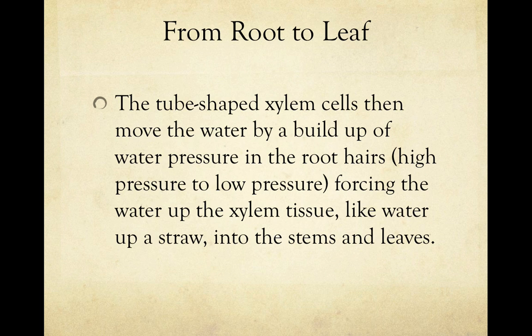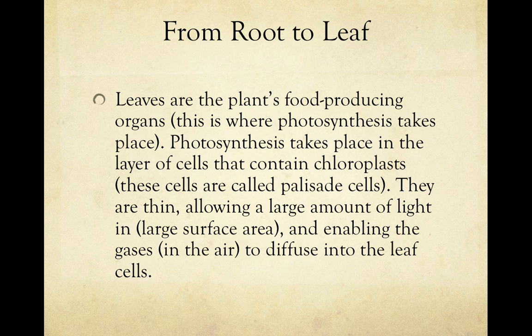So again, from root to leaf. Those tube-shaped xylem cells move the water by a buildup of water pressure in the root hair. This is that pressure I was talking about, and there's low pressure up in the leaves. So we're going to get this high pressure forcing and this low pressure pulling, that push and that pull. The water is then forced up the xylem tissue like water in a straw, and then it goes into the stems and the leaves.